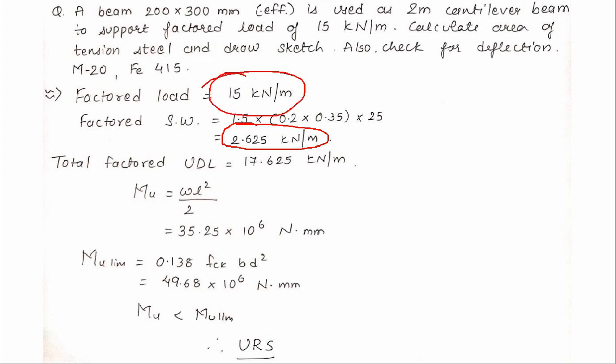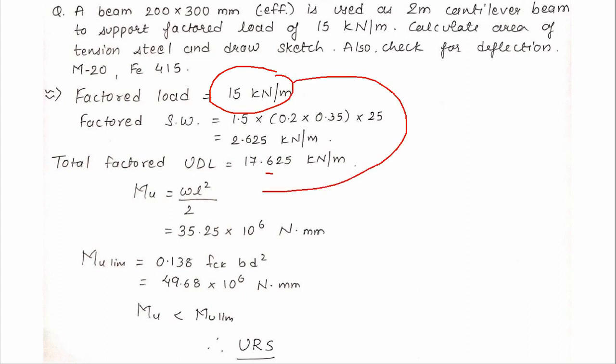So this was the live load, this is the dead load. Combining both, we will be getting total load to be 17.625. If we take the answer directly as 15, the first step of ours will be wrong and we will be getting just a mark of method.